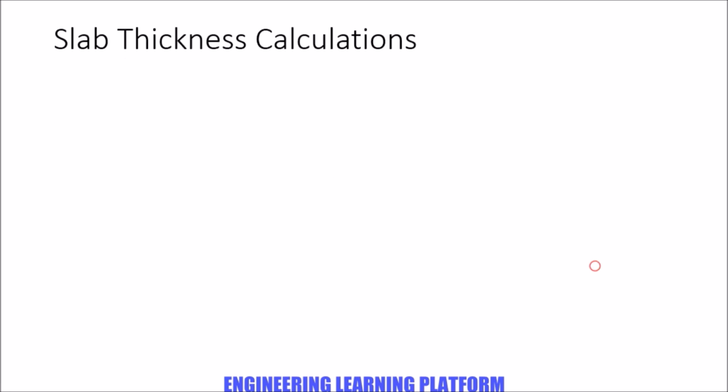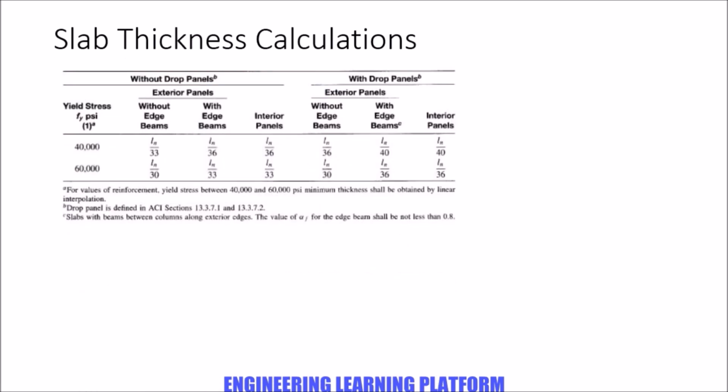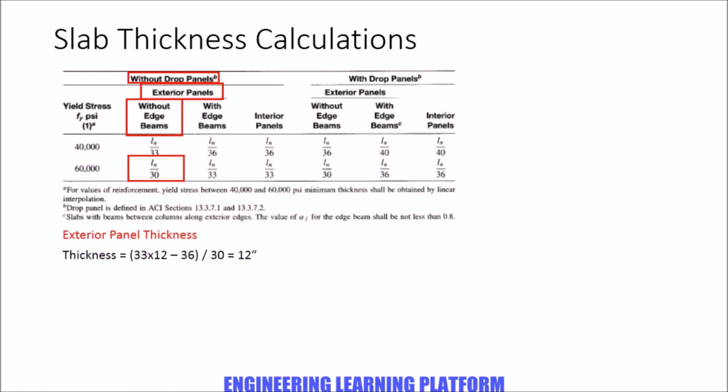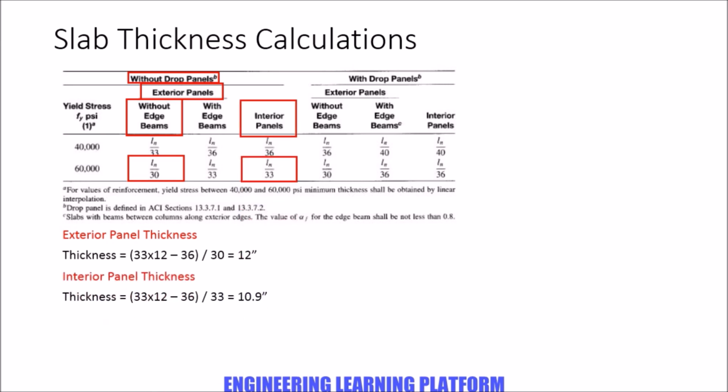So the first step will be calculating the slab thickness or the waffle thickness. Since we are considering without drop panels for conservative design, let's start with the exterior panel thickness calculation. The panel thickness is L/28 of the clear span, so 33 times 12 minus 36, the column dimension, gives us 12 inches thick waffle slab for the exterior condition. For the interior condition, we divide by 33, which gives us 10.9 inches.